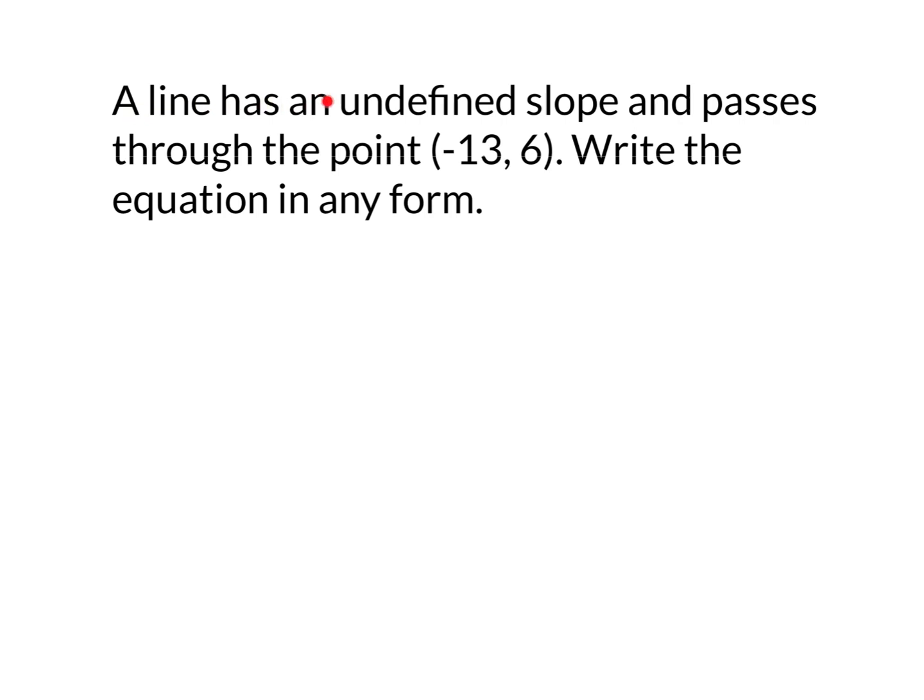This reads, a line has an undefined slope and passes through the point -13, 6. So what information do they give you? They give you a point, an x1, y1, and they technically give you a slope that's undefined. So you might be thinking, oh, point slope form. However, what does an undefined slope look like? You can't define it. It's not really a fraction. It's an undefined value. So if we don't understand how to do it algebraically, we should think about it visually.